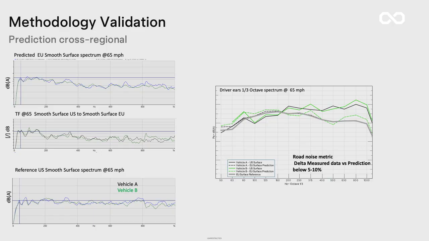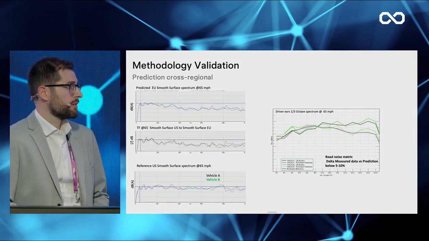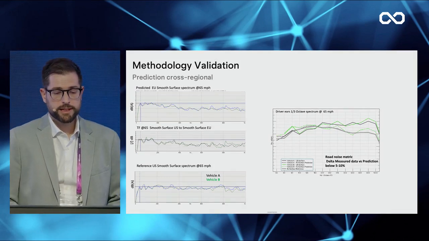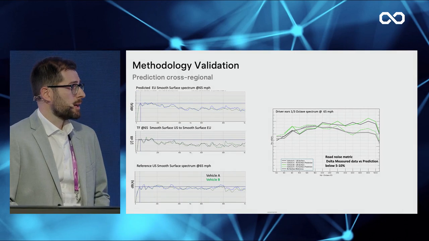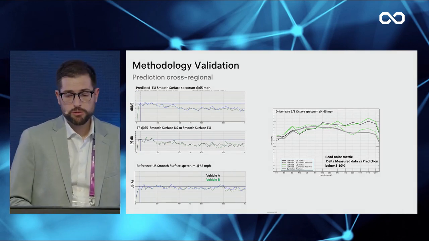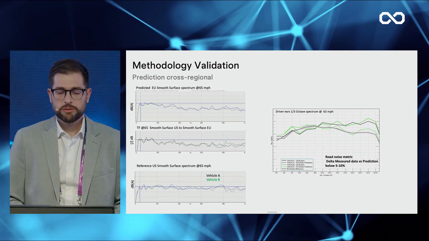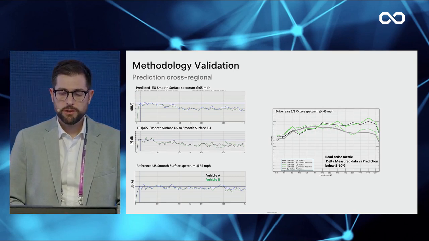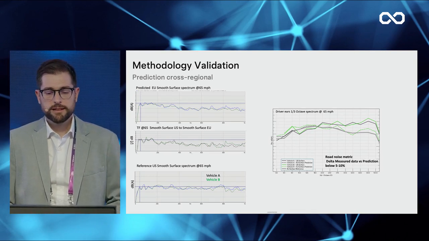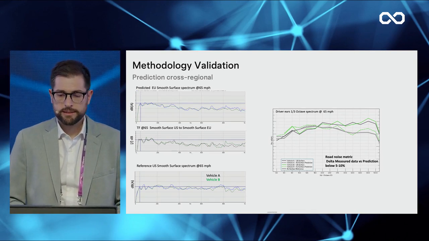The last example is a comparison of vehicles acquired in the US. In this case, we started with the vehicle measured in the US, and we wanted to understand how it will behave in Europe. As you can see, even if both asphalts were defined as smooth, the response is quite different. But using this methodology, we were able, let's say, to bring the vehicle measured in the US to a similar level to the EU smooth asphalt, with a difference, also in this case, lower than 10%.